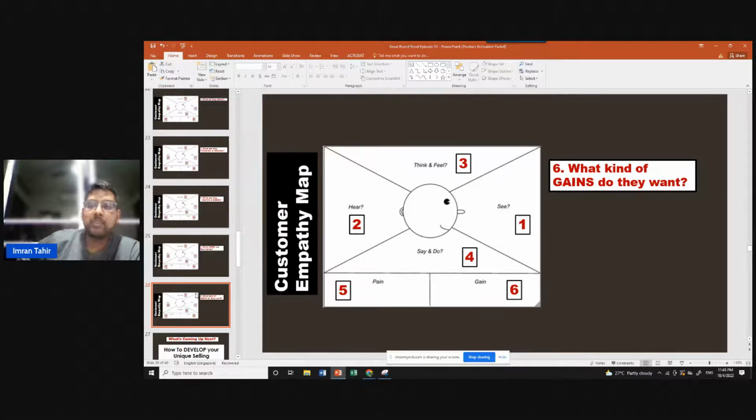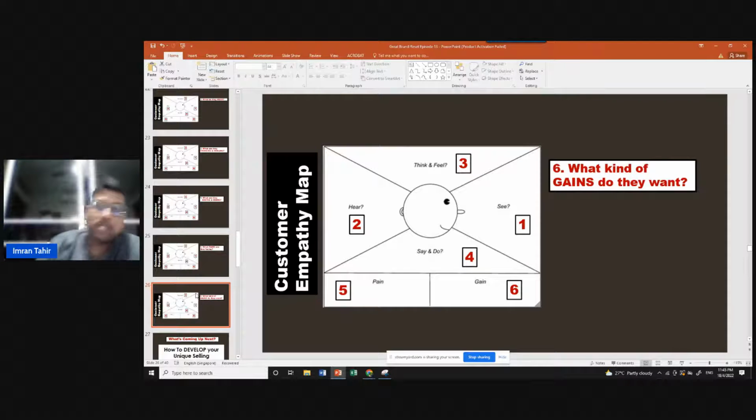What kind of gains do they want? Meaning, what will success look like for them? And how much income, or how much growth, how many team members, how much presence? Maybe that is what success is. You're going to help them define what success looks like for them.